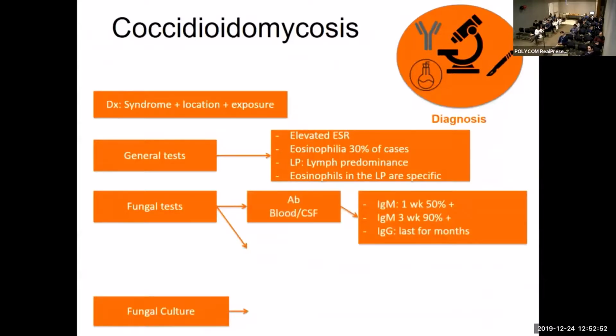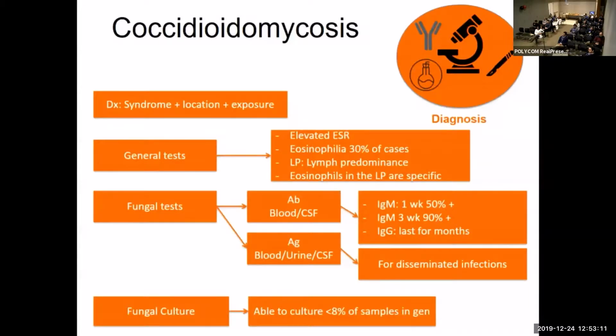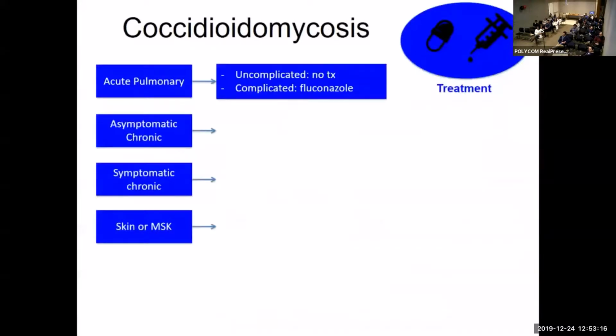Fungal test-wise, the antibodies in this disease are really good. In week 3, 90% are positive, and they don't give any cross reactions. The antigen we usually use just for disseminated infections. Fungal culture, less than 8% of the samples actually grow, so we don't use fungal culture for this disease. So same thing, acute pulmonary, if it's uncomplicated, no treatment. The only difference between this one and the other ones is that itraconazole is usually not used here. Fluconazole is the drug of choice.